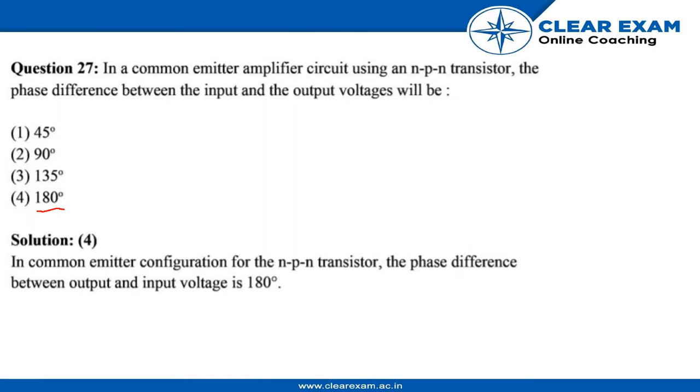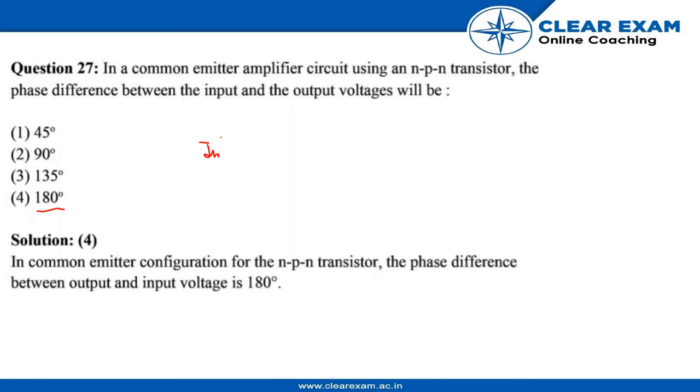Now here the correct option is 180 degrees, because as we know, here the input voltage must be forward bias, output voltage must be reverse bias, so the V input must be out of phase of V output.